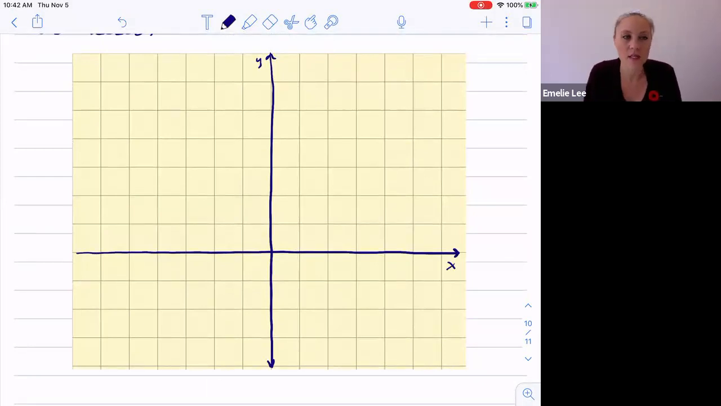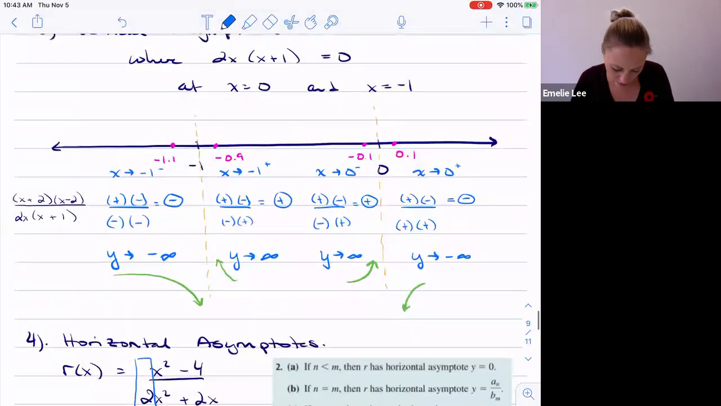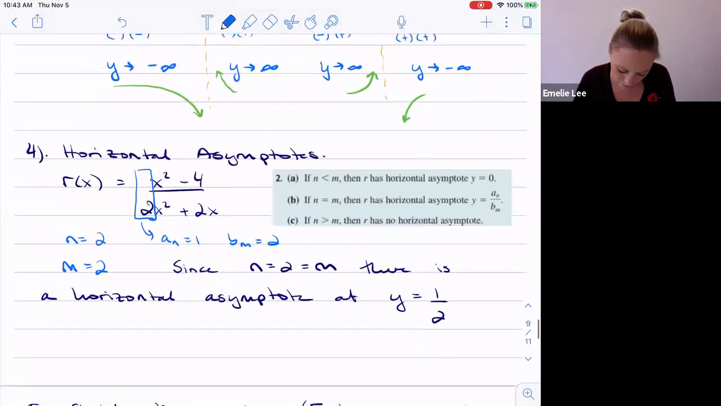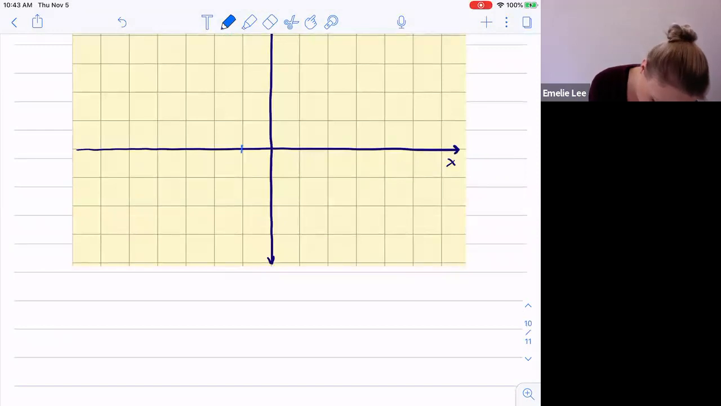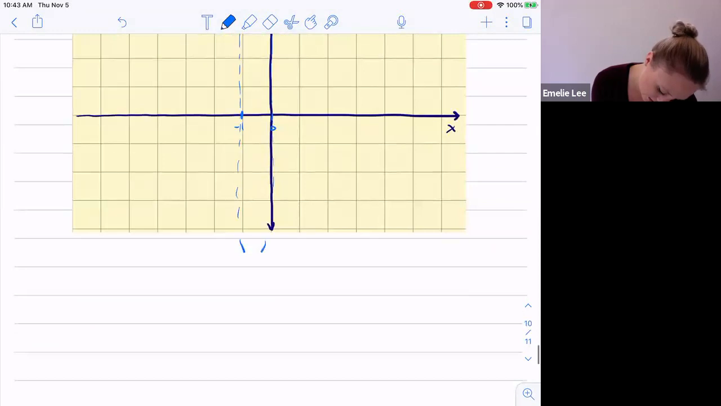So the first thing I'm going to do is put my asymptotes on there. So let's start with the asymptotes. And we've got asymptotes at -1 and 0. So here, let's make this -1, and this is 0, of course. So here at -1 and 0, these are my vertical asymptotes.